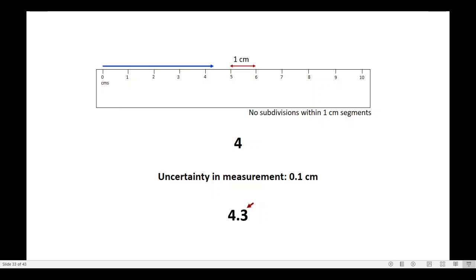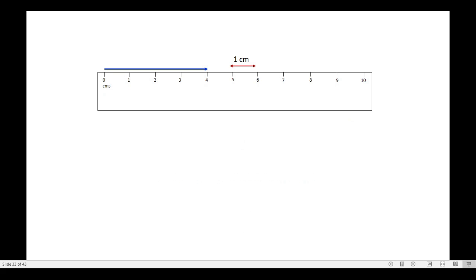Here again, if the tip of the arrow were to visibly align with the 4 centimeter mark, then we cannot leave it at 4 centimeters. We should say 4.0 centimeters. That way, we convey that the uncertainty is 0.1 centimeters. You may report 4.0 centimeters plus minus 0.1 centimeters in this example.